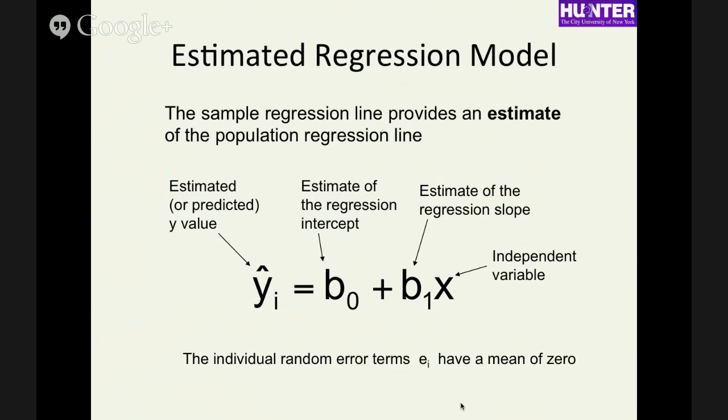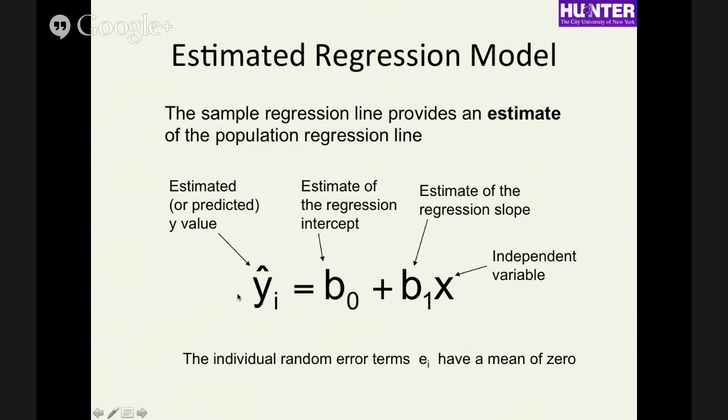All right, so that was for the population. So even in the population, there's the random error term, the component of y that is not explained in the linear relationship with x.